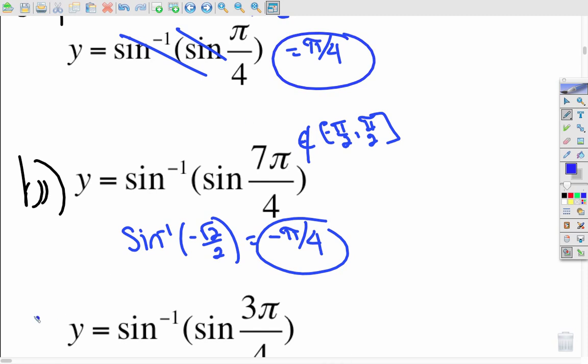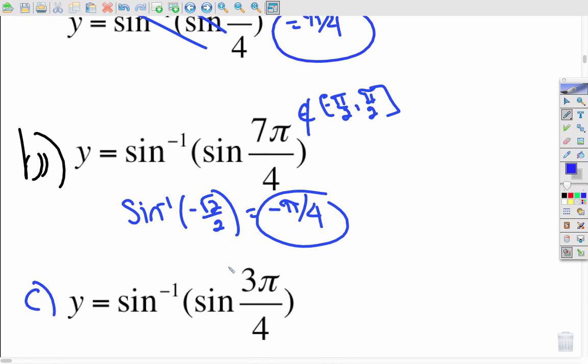And the last one, C, the inverse sine of the sine of 3 pi over 4. So again, we evaluate first, then take the inverse. We get pi over 4.